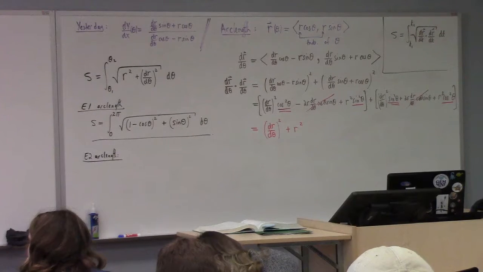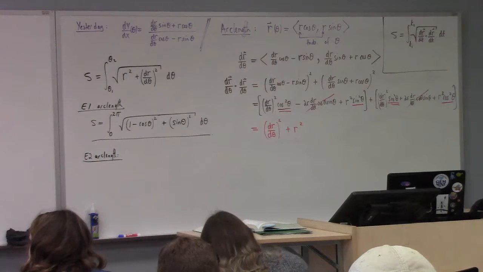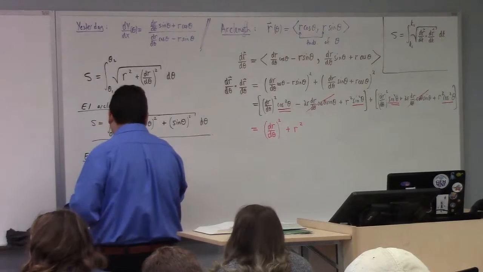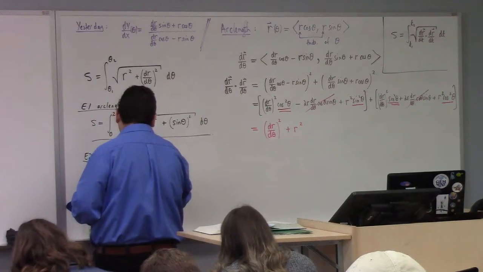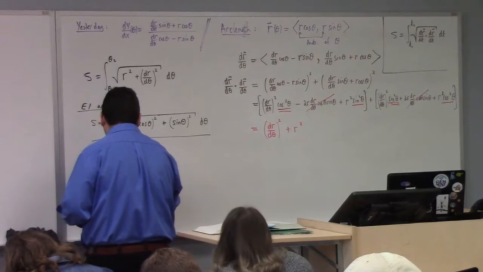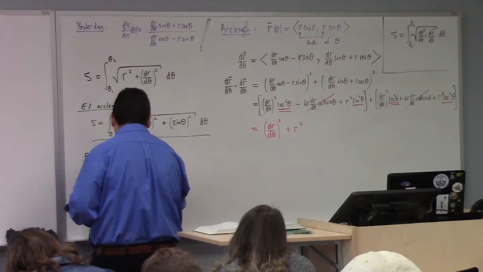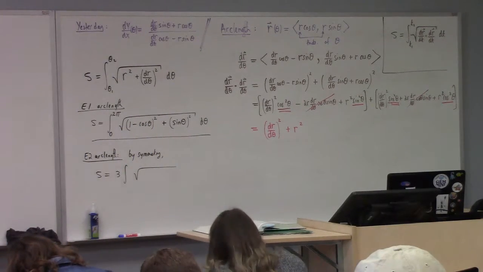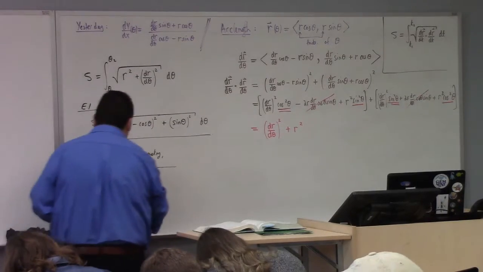You know how I'd actually do it? I'd use symmetry, yeah. I would calculate the arc length by symmetry. I'd say that the arc length is 3 times the integral from what to what? 0 to pi over 3. Bingo.